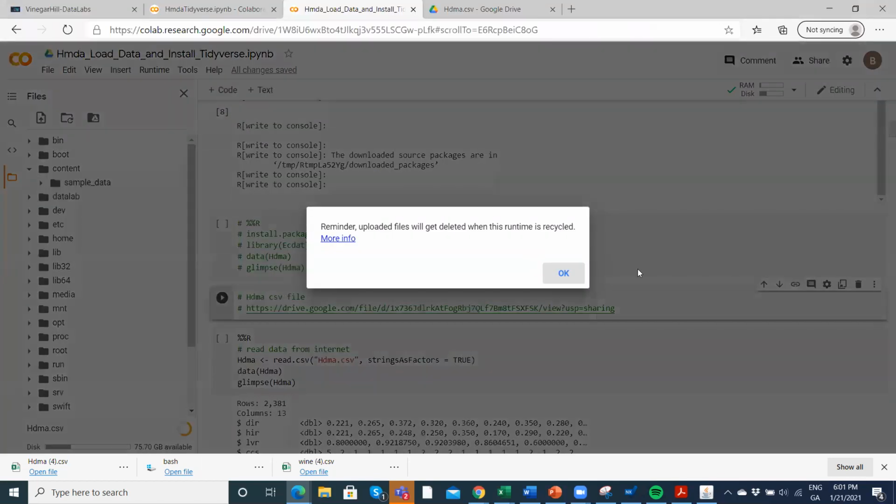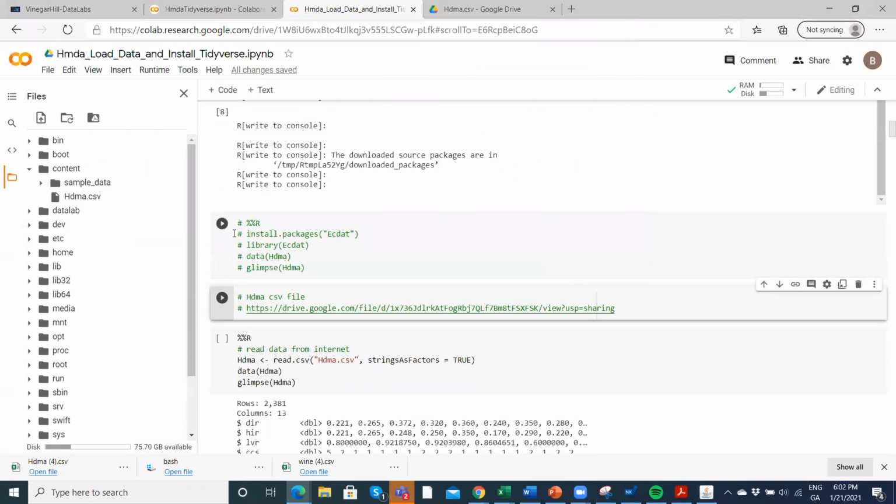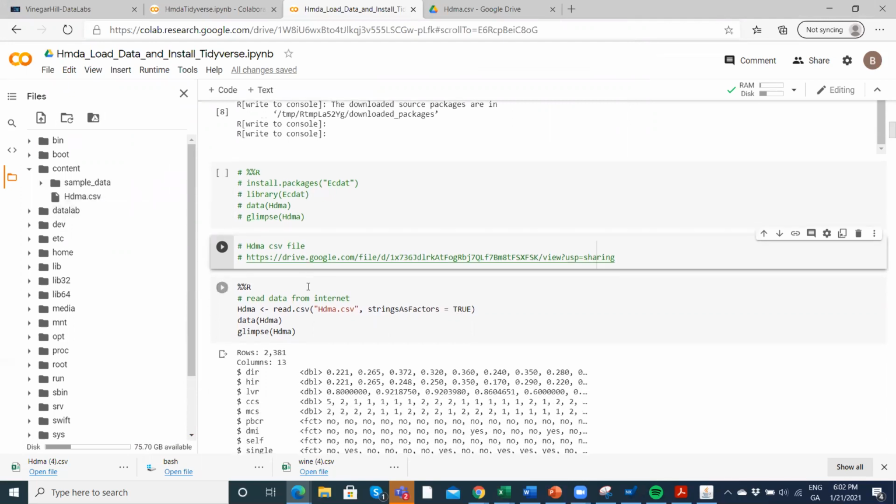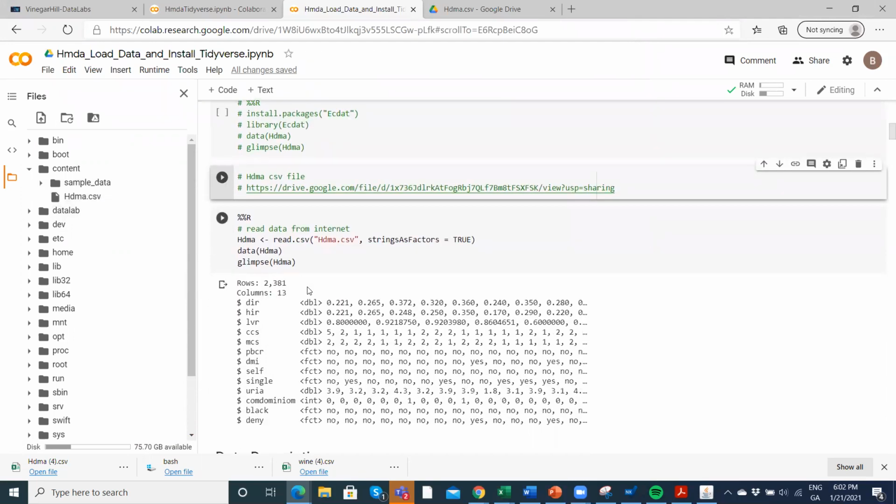That should load in, and we should note that this is only available while we're running the project. So when we close down the project, go away, come back, we have to go back through this process again. So that's a consideration.